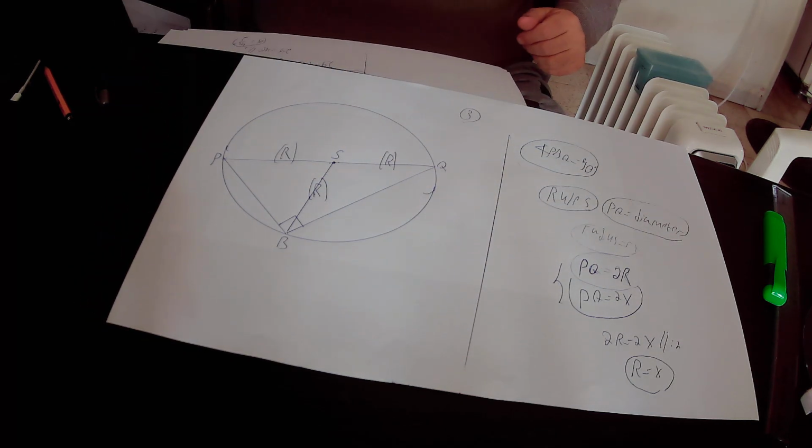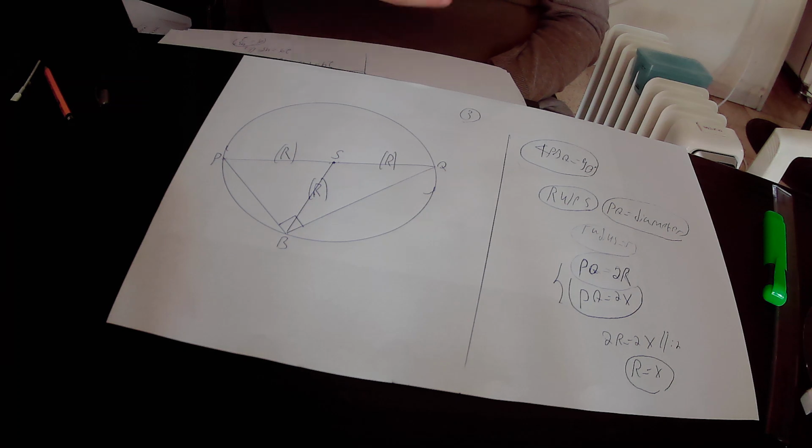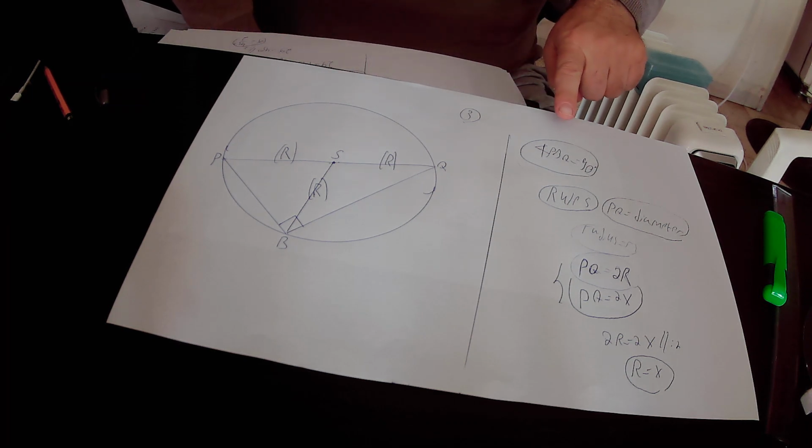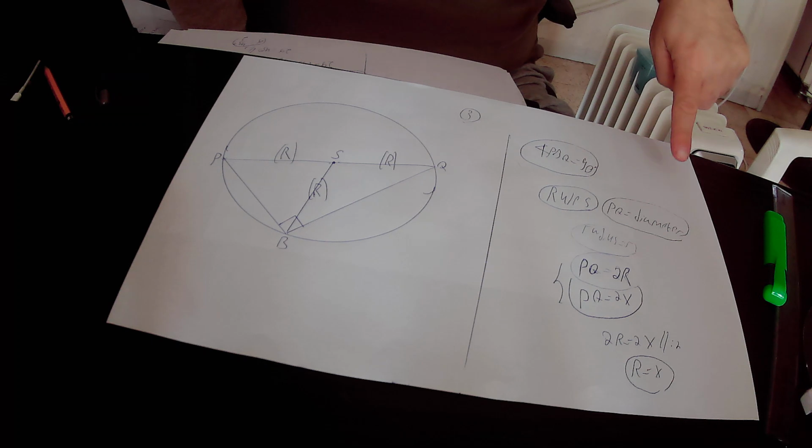Why? Because in our drawing we have peripheral angle PBQ that is equal to 90 degrees in size. Therefore, according to rule number 5, peripheral angle PBQ is subtended on the diameter of the circle. That is to say, PQ is the diameter of the circle.